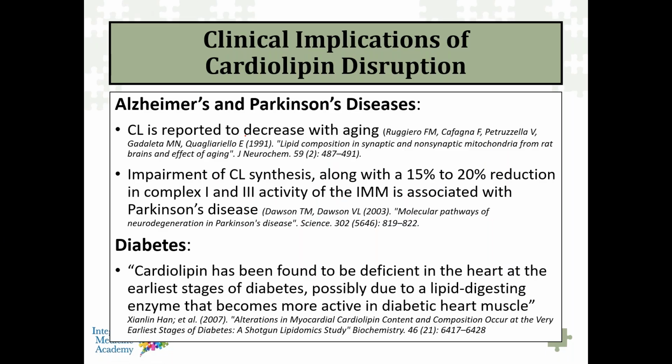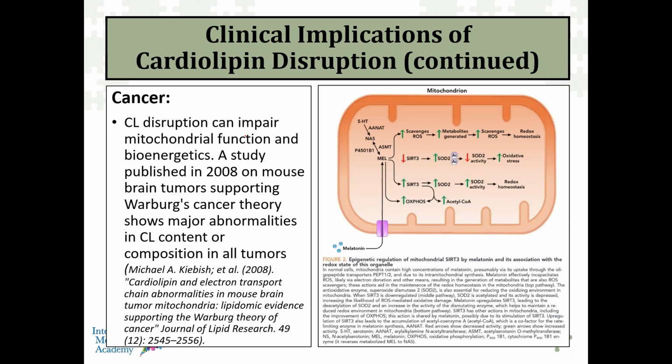So there are many clinical implications for cardiolipin disruption. They've looked at it with regards to Parkinson's disease and Alzheimer's, just general aging, for example, disruption of various complexes, diabetes. Kind of makes sense now if we think about it from a diabetic standpoint, where we start creating lipid peroxidation, for example, that then can lead to advanced glycation end products, protein malformation, cancer.